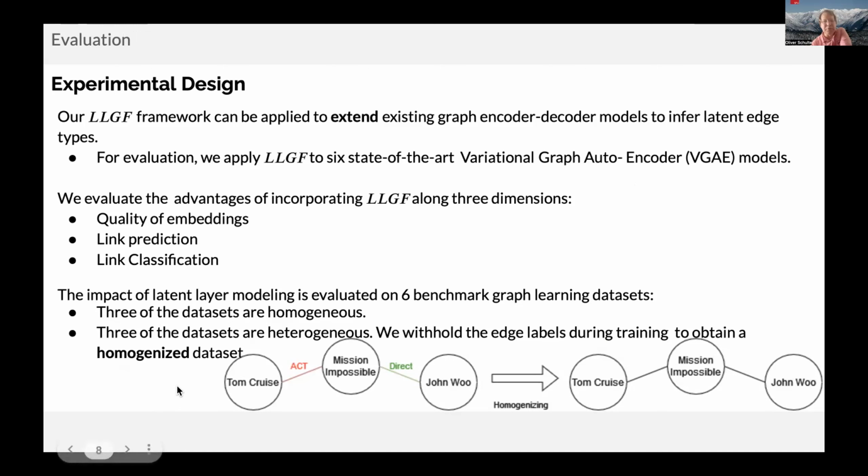To get ground truth edge type labels, we do this homogenization operation. Let's say you have IMDb, you know who's acting, you know who's directing, and then we remove these labels. So now we get a simple homogeneous graph. Then we run our latent layer inference on this homogeneous graph here on the right to see if it can recover the types on the left.